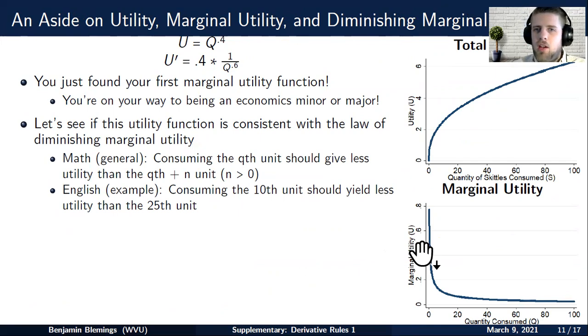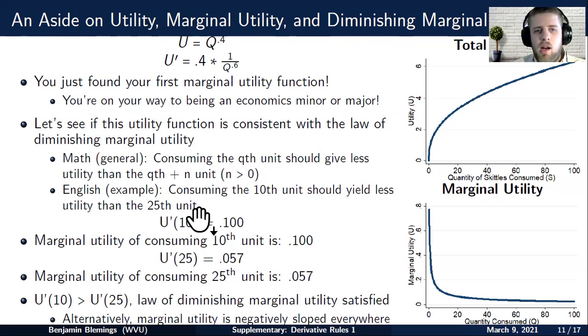And then one thing I want to do real quick is show you how this is consistent with the law of diminishing marginal utility. So in general, the math way to say it is consuming the qth unit should give less utility than the qth plus n unit, where n is greater than 0. Or a specific example in English is consuming the 10th unit should yield more utility than the 25th unit.